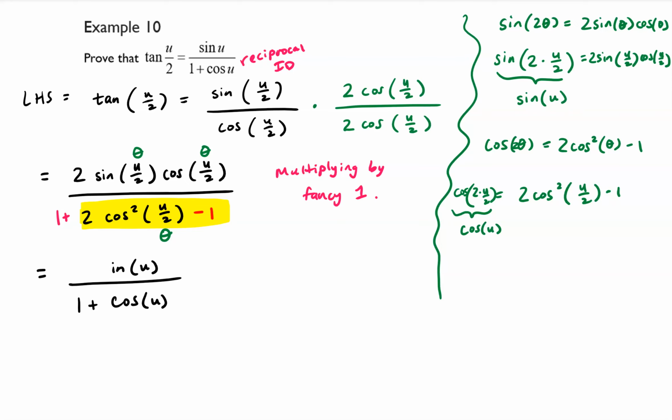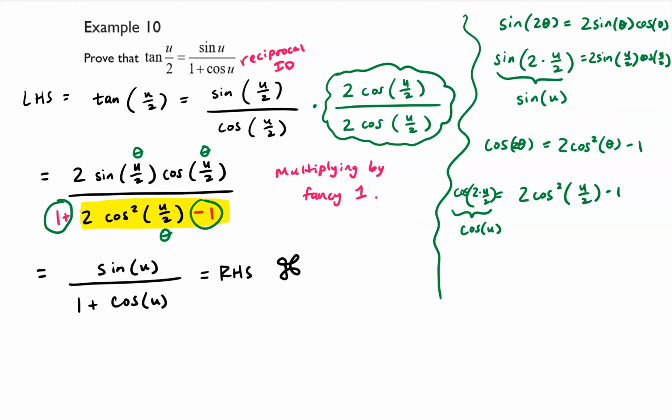I am not sure why I added that 2 there. That 2 should not be there. So we have sine of u over 1 plus cosine of u. And now this is equal to the right-hand side. And so we are done with that. We kind of had to do some slick stuff here. And the slick stuff was multiplying by this fancy 1 here, and also, we had the 1 plus and the minus 1 here, so that was kind of like adding a fancy 0. It just takes practice, and you'll get used to these types of things as you get more practice with these types of proofs.